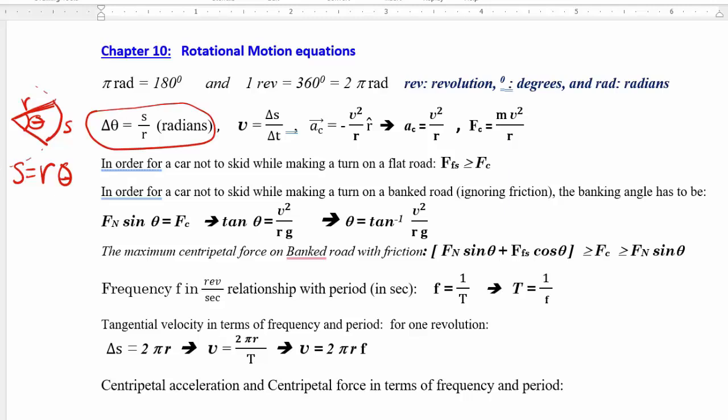Now, the speed of any object, the tangential speed of any object in a circular motion, will be equal to the arc that this object traveled divided by the time taken to travel this arc length, denoted by s.